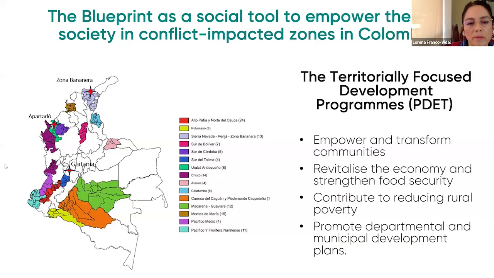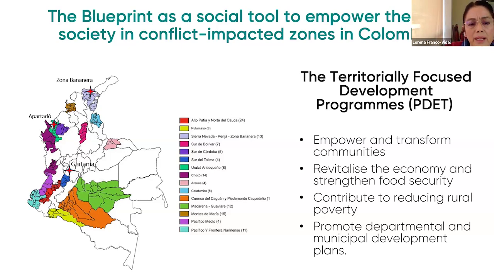In Colombia, the blueprint tool was applied in 3 of the 170 municipalities prioritized by the government for the peace process implementation since 2017. The English name for this territorial planning unit will be the Territorially Focused Development Program, PEDET. This is the acronym, as we know these units here in Colombia, and its objectives are to empower and transform communities, revitalize the economy and strengthen food security, contribute to reducing rural poverty, and promote departmental and municipal development plans.